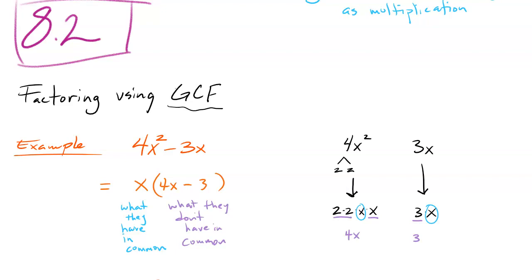So this is going to be the basic idea of what we're doing today. If you want to factor something using the greatest common factor, this is basically how you will do it every time. Whatever they have in common, you put in the front. Inside the parentheses, you're going to put what's left over, or what they don't have in common. That's how you go about factoring. So this is considered factored because we rewrote it as multiplication.